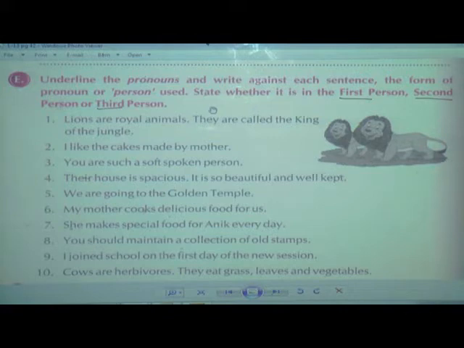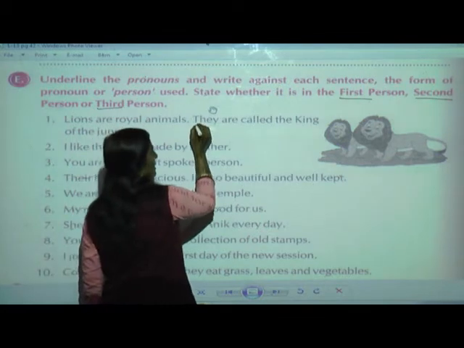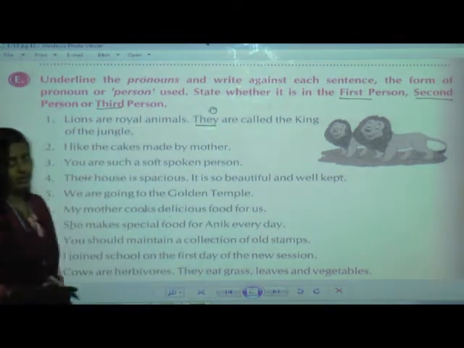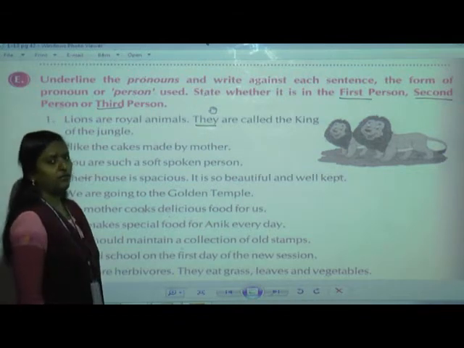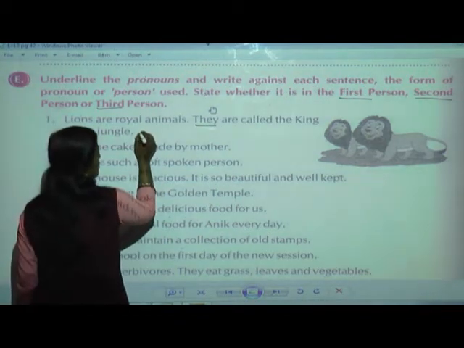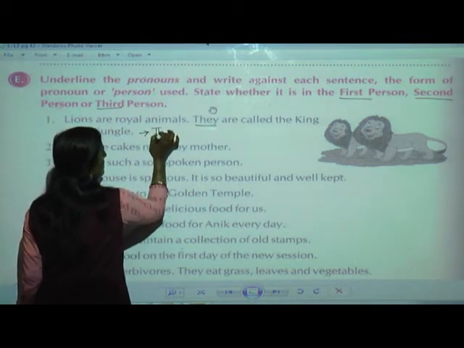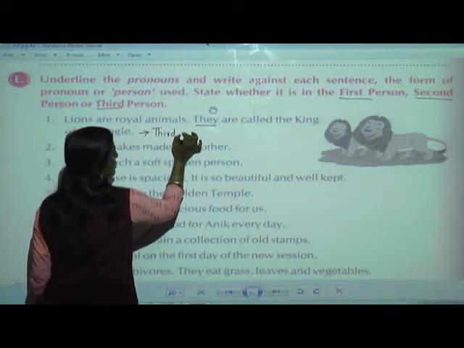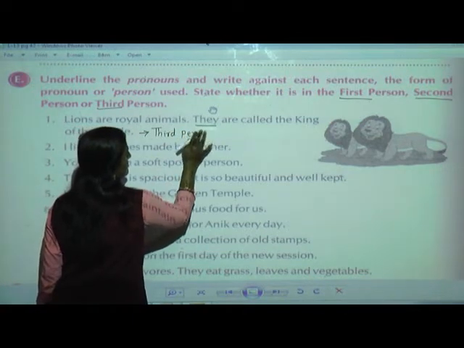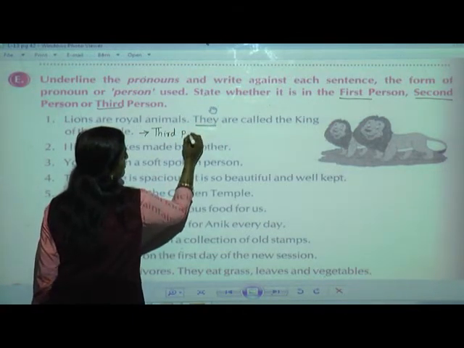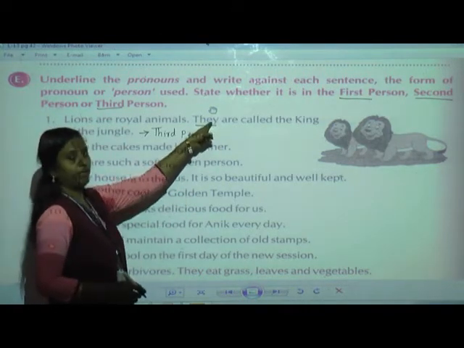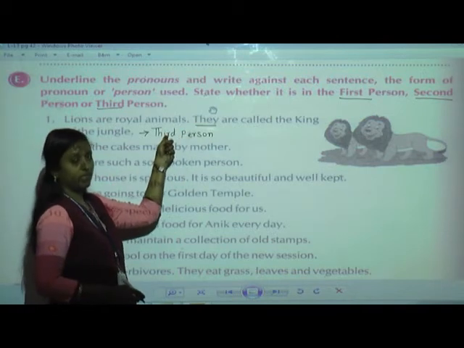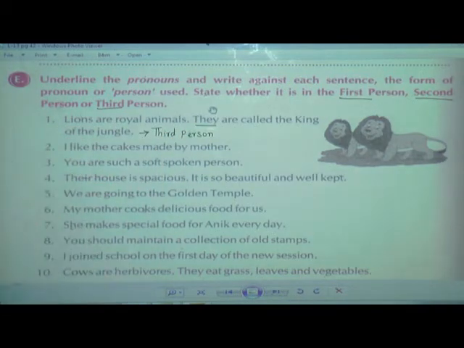Now here if we see, what is the pronoun? T-H-E-Y, they. Can you see here, they? Now can you tell me, students, what is they? Which person is it? Yes, it is third person. So just write here third person. First I have underlined and then I have written which person it is, that is third person.